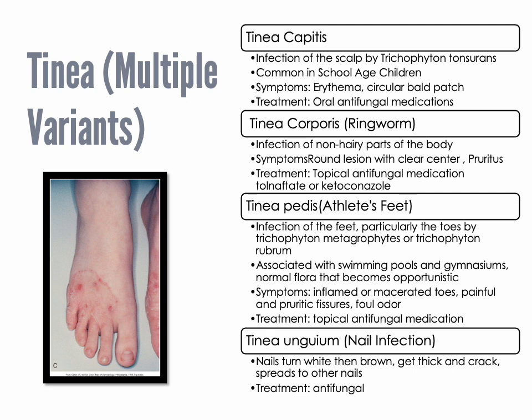The last but not least, we'll talk about the nail infection. This is called tinea unguium, and this is where you have your nails that turn white then brown, and sometimes they'll be thicker and then eventually they crack and spread to other nails.